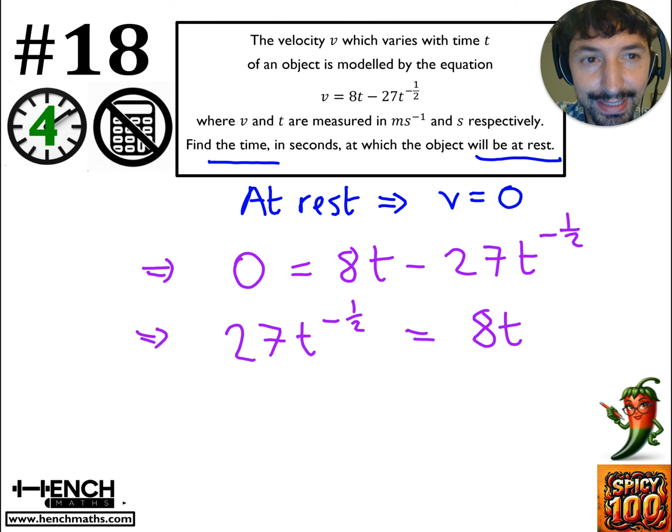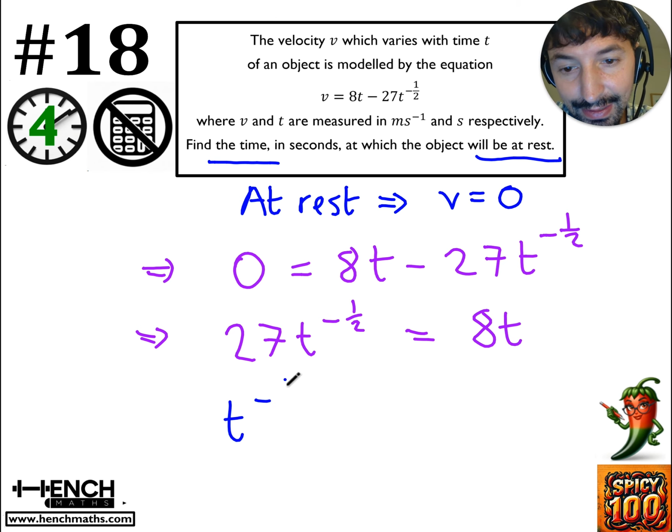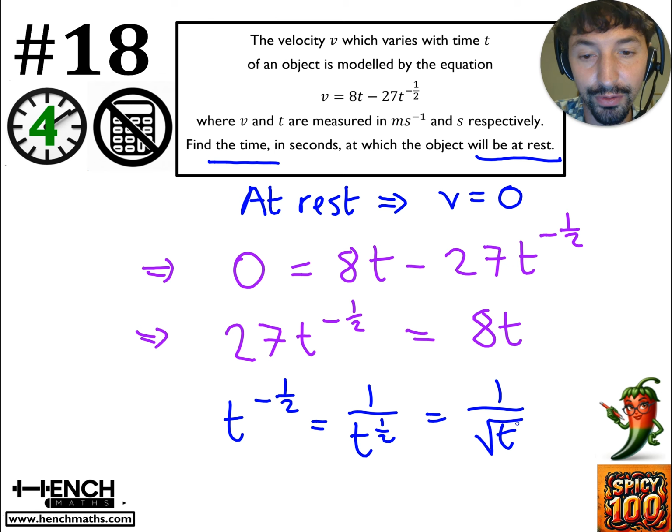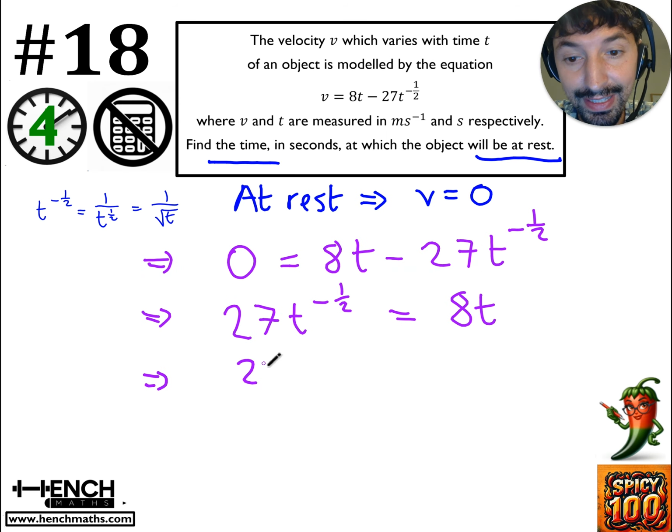Now, t to the power of negative a half, let's think about what that looks like. Because it's a negative power, it's actually 1 over t to the power of a half. You could also say it's 1 over the square root of t, because t to the power of half is the square root of t. So 27t to the power of negative half will be 27 multiplied by 1 over t to the power of half. So it's going to be 27 over t to the power of half, and that's going to help us to rearrange it. So we're going to get 27 over t to the power of a half equals 8t.